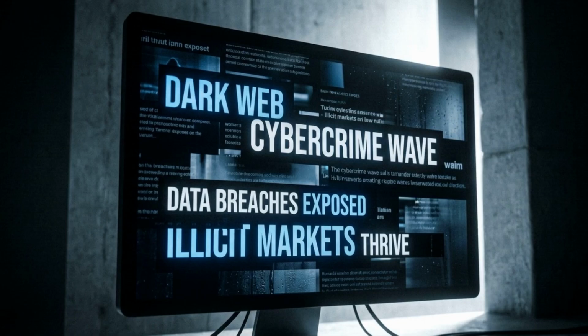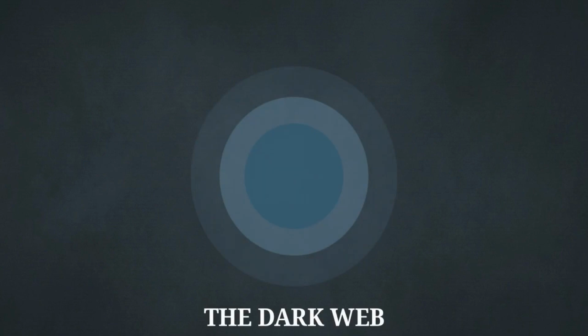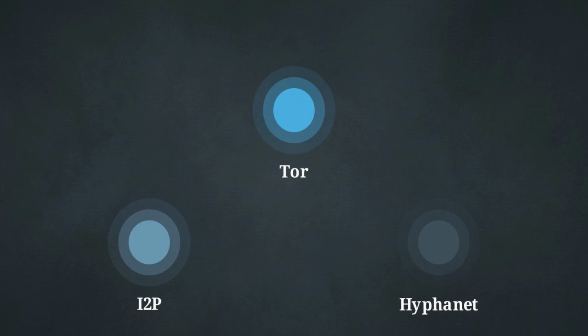Blurring these two concepts inflates the mythology of a sprawling shadow internet. The actual dark web is incredibly small and intentionally restricted. We also tend to talk about the dark web as a single unified place. Actually, it is a collection of distinct, completely non-interoperable overlay networks.